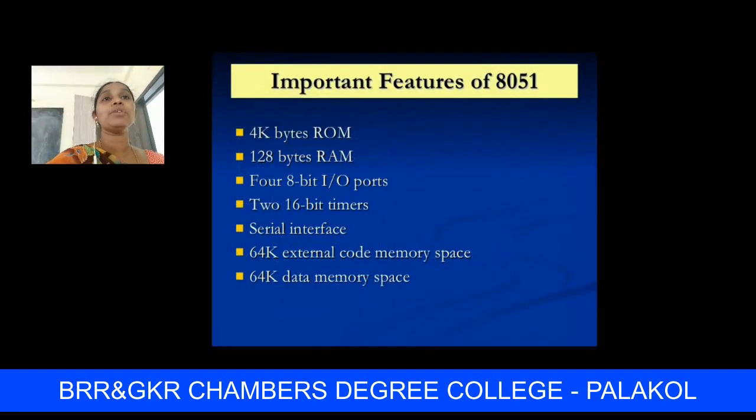And next, coming to the important features of the 8051 microcontroller. Here these are the important features. First, it has 4 kilobytes of ROM, 128 bytes of RAM, four 8-bit IO ports, two 16-bit timers, a serial interface, 64 kilobytes of external code memory space and 64 kilobytes of data space. So these are some of the important features.